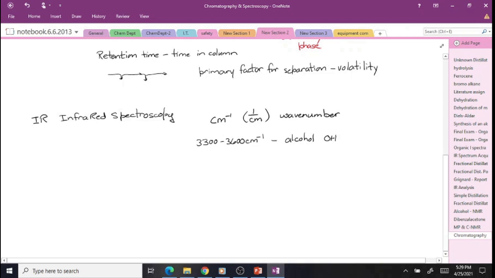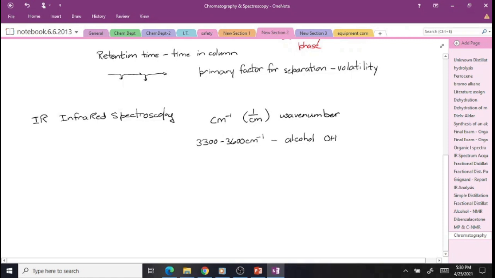The ones above about 1600. Things below 1600 are the fingerprint region, and we often have different bond types that vibrate or absorb in the same region. Because of that overlap, it's difficult to say what type of bond that is without knowing what the compound already is. And so we usually ignore the region below 1600.